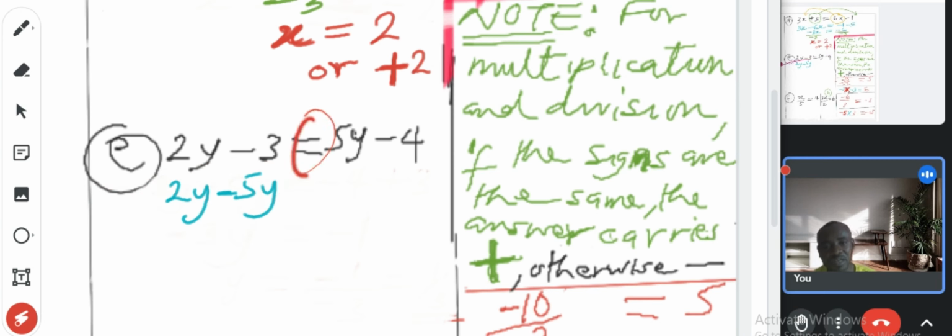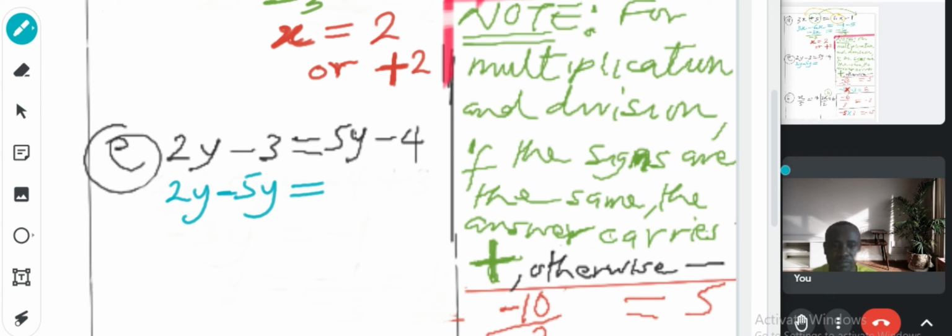The equality sign is like a bridge. Leave them on the left hand side of it. Carry all of them to the left hand side, and the numbers all to the right hand side. Let's go. Equals. Let's go.